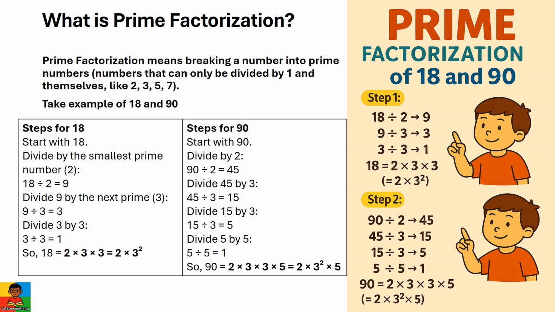Prime factorization means breaking a number into prime numbers, those that can only be divided by 1 and themselves, like 2, 3, 5, and 7. For example, let's factorize 18. Start with 18, divide by 2 to get 9, then by 3 to get 3, and finally by 3 to reach 1. So 18 equals 2 times 3 times 3, or 2 times 3 squared. For 90, divide by 2 to get 45, then by 3 to get 15, then by 3 again to get 5, and finally by 5 to reach 1. So 90 equals 2 times 3 times 3 times 5, or 2 times 3 squared times 5.